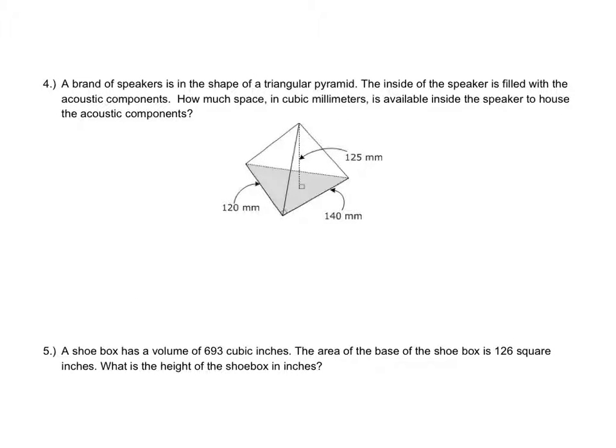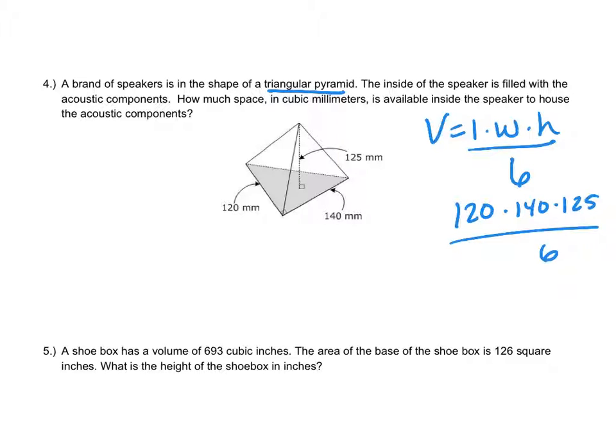A brand of speakers is in the shape of a triangular pyramid. The inside of the speaker is filled with acoustic components. How much space is there in cubic millimeters? What do we do for the volume formula? It's a triangular pyramid, so it's divided by 6. Set that up. Length is 120, width is 140, height is 125, divided by 6. I would have done 120 times 140 times 125, which is this big number right here. It's ugly.